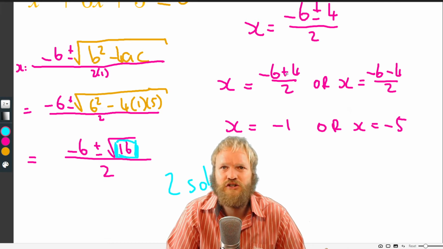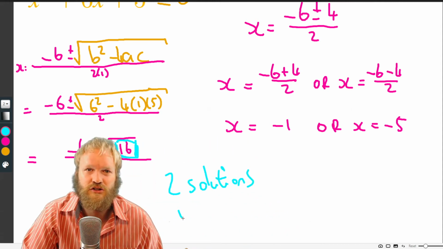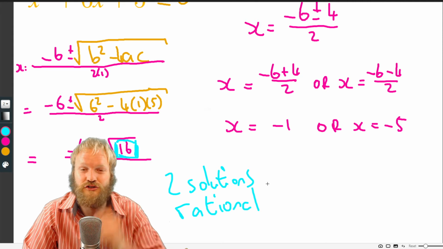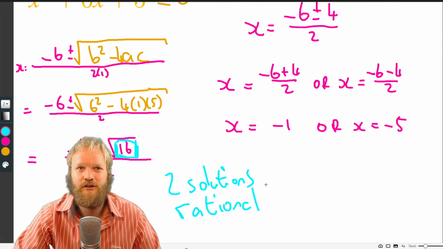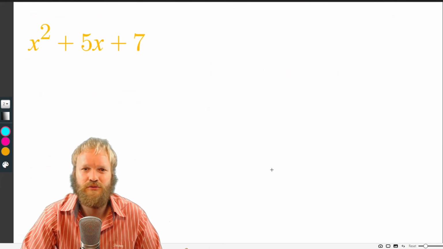And each of them happens to be an integer, but they'll definitely be rational numbers because they definitely won't have that square root sign. So we've got two solutions and they're both rational. And it's all because this 16 over here was a perfect square. So perfect square, two solutions, rational. So far, we've got two different options. Let's try a third option.